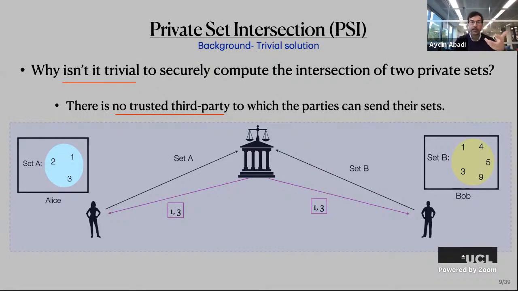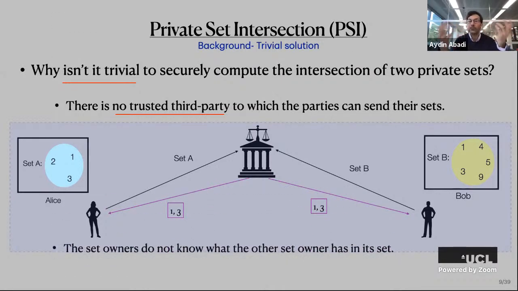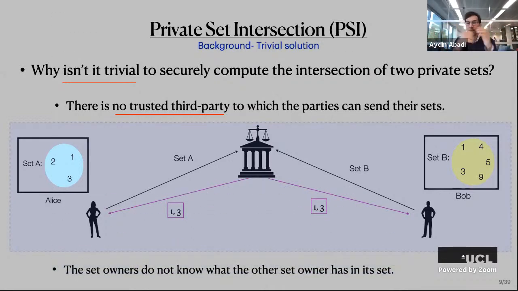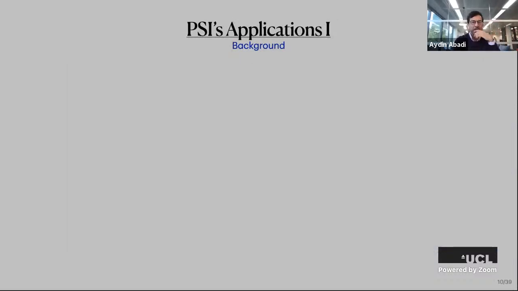The second reason why PSI design is not trivial is that these parties do not know the elements of their counterparties. If they knew that, they wouldn't need to run PSI in the first place. Therefore, designing PSI is not trivial. Right.